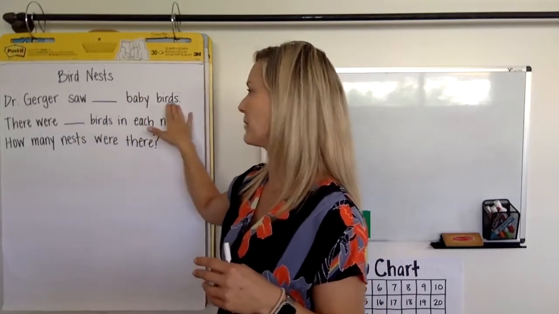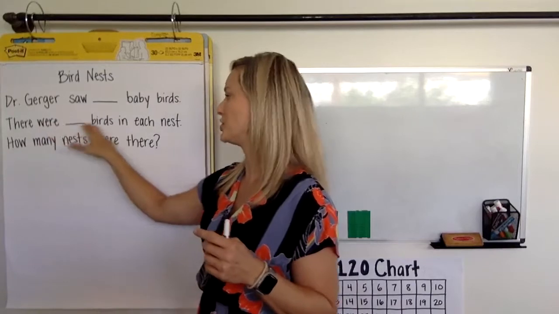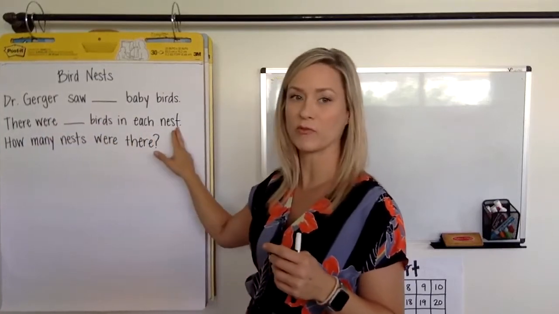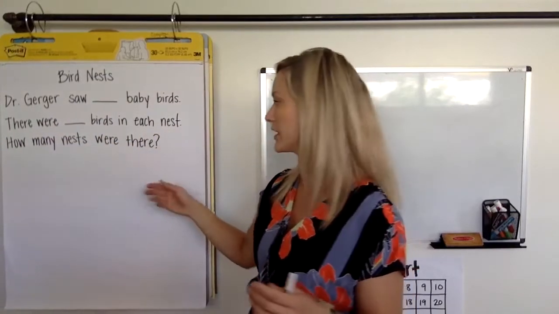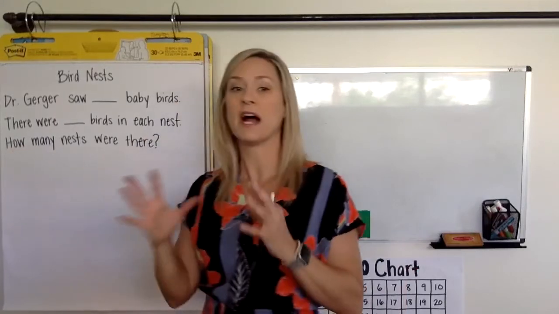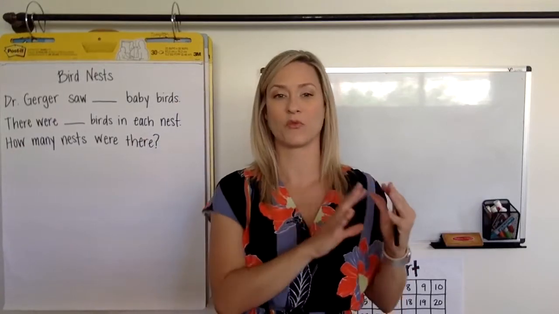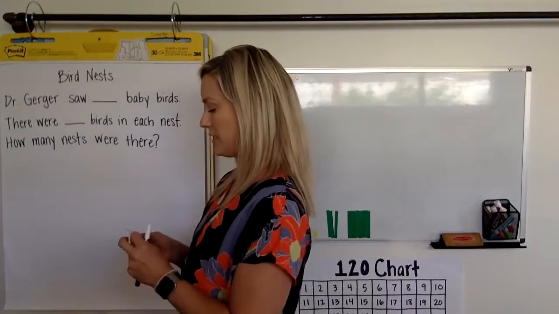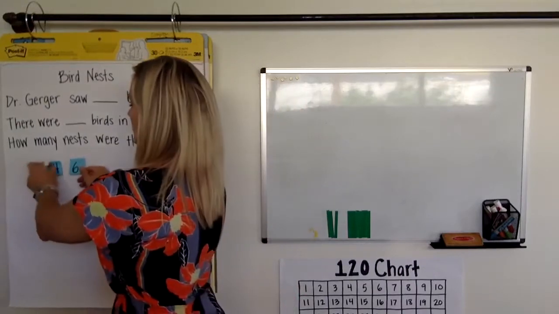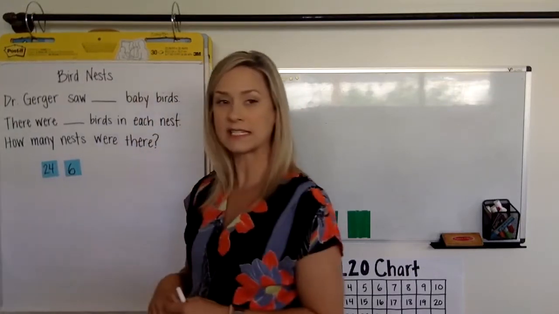Dr. Gerger saw some baby birds. And we know that they were sharing a nest, right? We're going to find out how many birds were sharing a nest, and then we want to find out how many nests there were. I'm going to show you that it's just right. Number sets for this story, I'm just going to use 24 and 6.